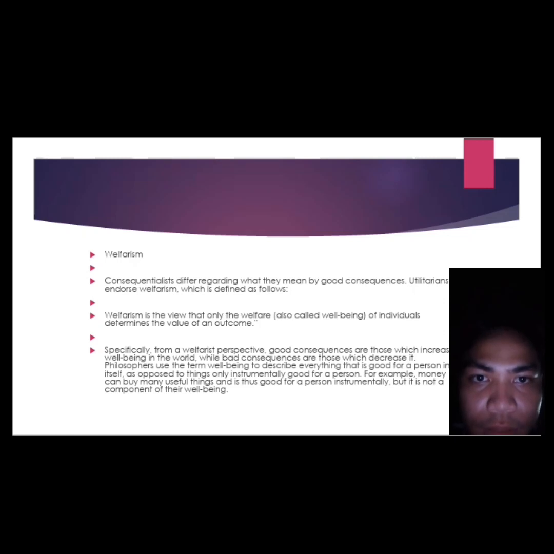Utilitarian theories generally share 4 elements: consequentialism, welfarism, impartiality, and aggregationism. Then, welfarism. Consequentialists differ regarding what they mean by good consequences. Utilitarians endorse welfarism, which is defined as follows. From a welfarist perspective, good consequences are those which increase well-being in the world, while bad consequences are those which decrease it. Philosophers use the term well-being to describe everything that is good for a person in itself.